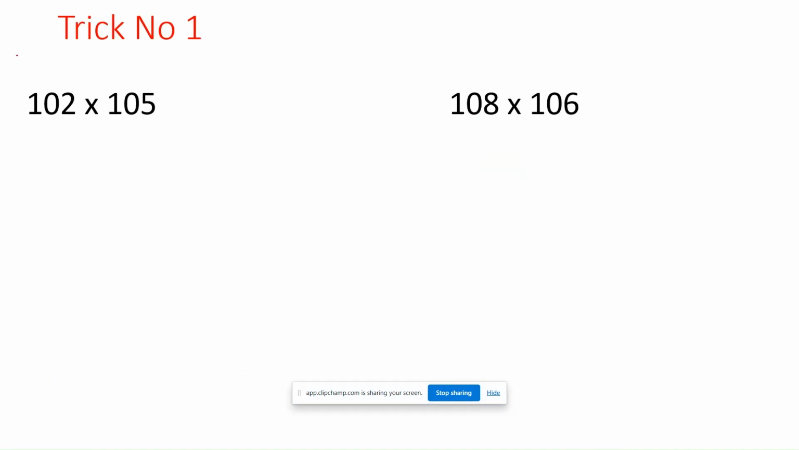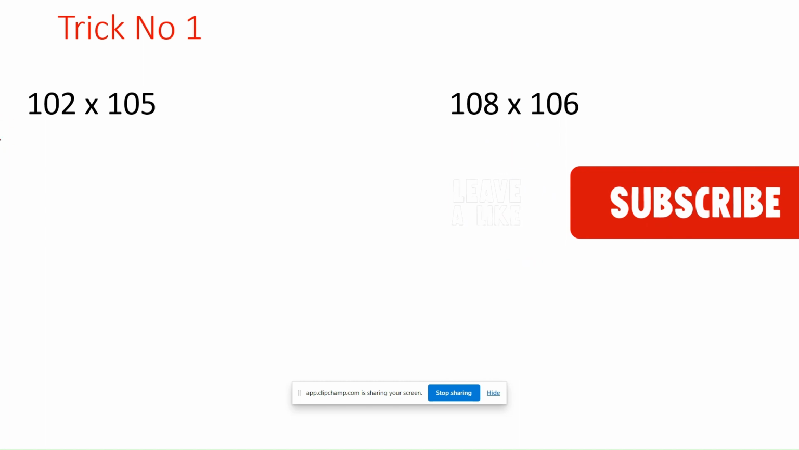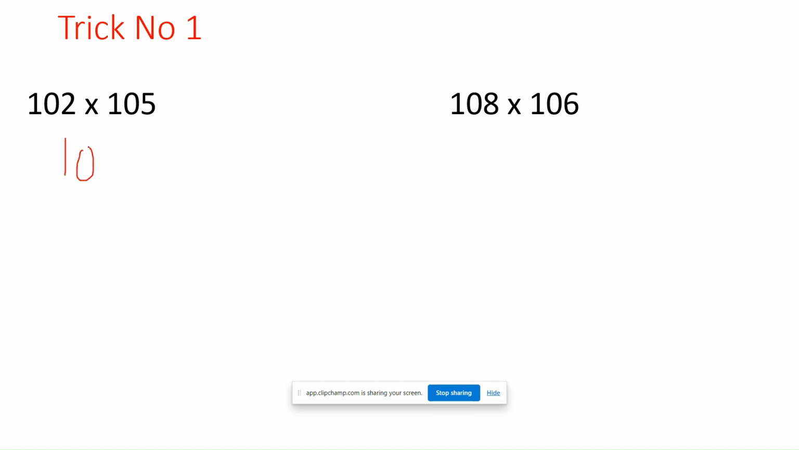Whenever you find questions like 102 into 105, and 108 into 106, any random numbers that are more than 100, this trick is applicable. So let us take the first problem, 102. How many numbers are more than 100 here? Two. That is 100 plus 2, which is 102. Here also, how many numbers are added to 100? 5, right? So I will write 5 here.